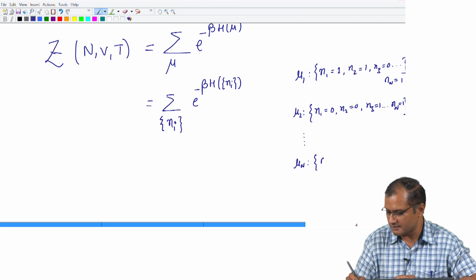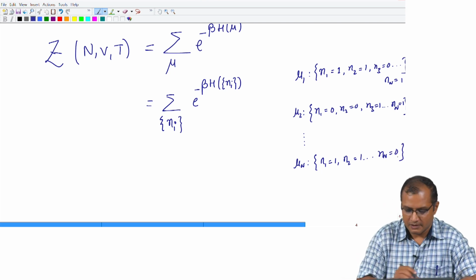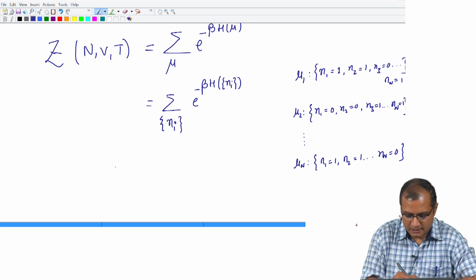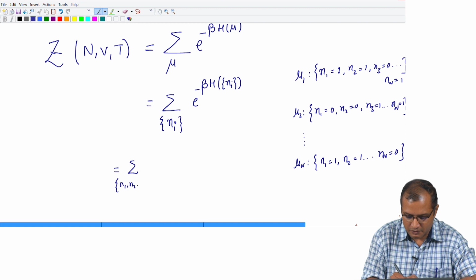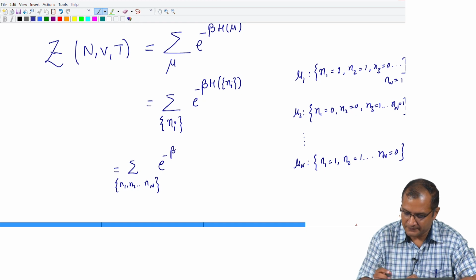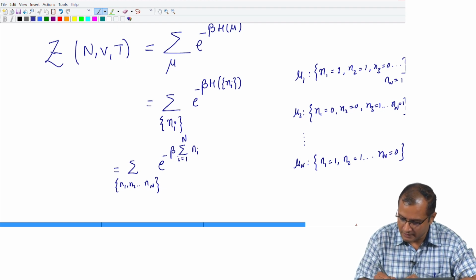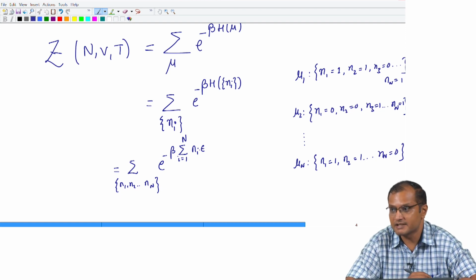a collection of all these values of excitations. So, I can write down this summation as summation over all possible values of n1, n2 up to nN, e raised to minus beta. Now, the Hamiltonian is nothing but the summation, for the specified value of excitations, i going from 1 to N, n_i epsilon. That is the Hamiltonian, right.